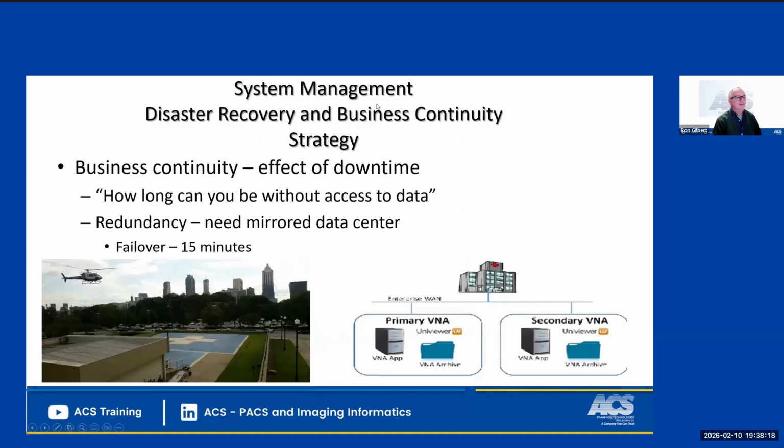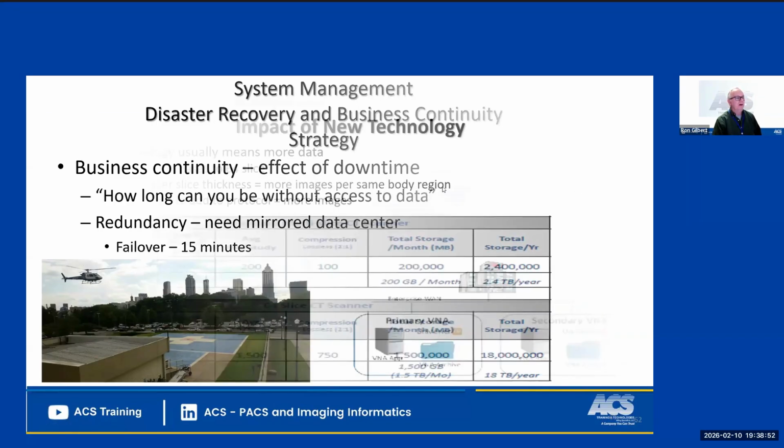Also system management. You have to determine how long you can be without access to the data. Then you design a system that can meet that need. If you're a stroke and trauma center that serves most of the city, then you really can't be without the data that long. So you might want to have a whole second data center. This was actually the view outside my office window when I was PACS administrator. So that helicopter coming in, we have to make sure that patient is going to be able to get the care they need. They don't care if your PACS is down or not. So we have to come up with a way to get them back.